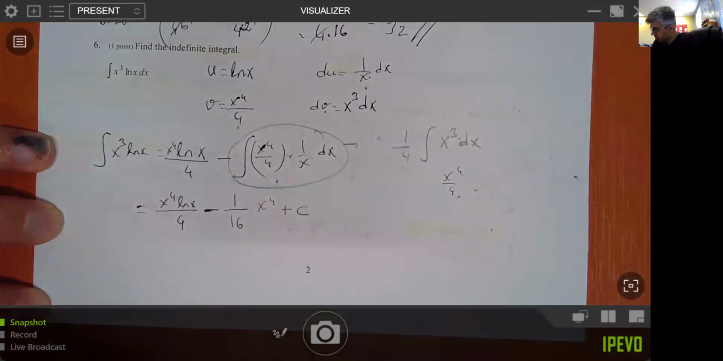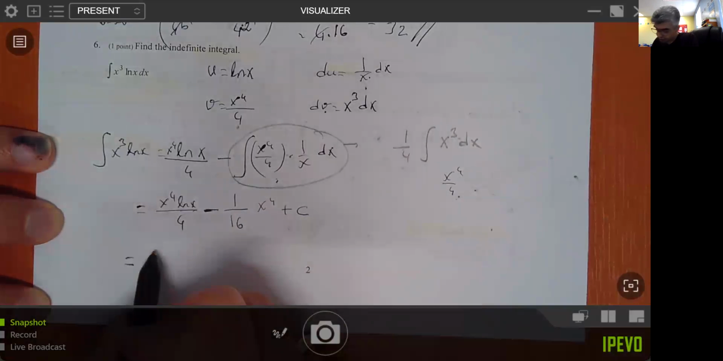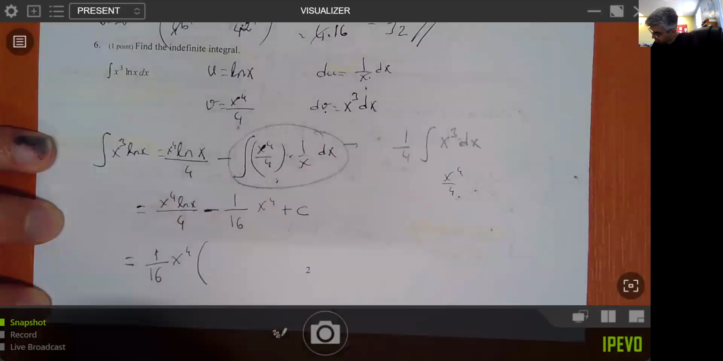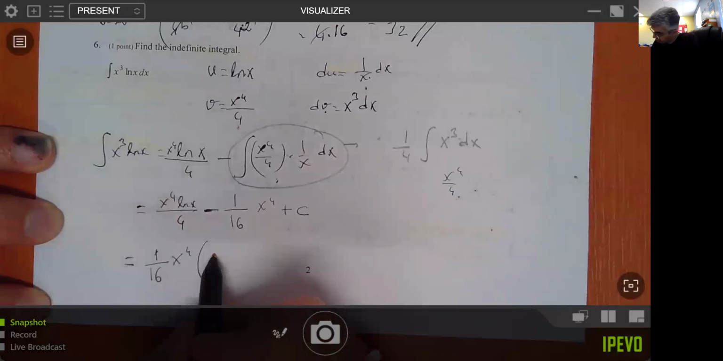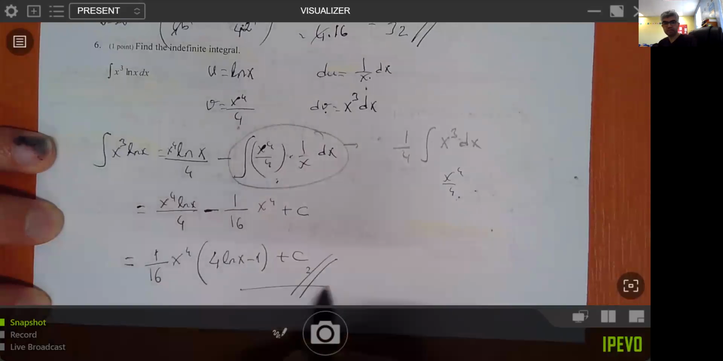And so, yes, let us organize the final answer. We may write it by taking x to the 4 and 1 over 4 as common factors. We can take 1 over 16 as a common fraction and x to the 4. So we will have 4 ln x minus 1 plus c. This will be the final answer.